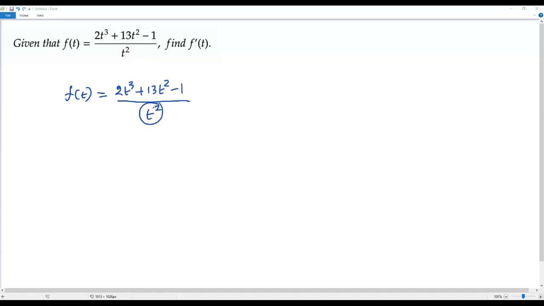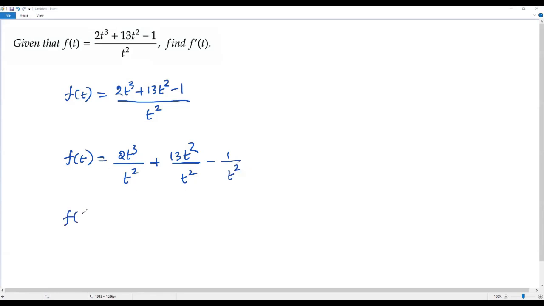Since t squared is a common denominator for all the three terms in the numerator, the denominator t squared can be written separately for each of these. Let me do it in the next step. That is f of t equals, now I'm going to write this denominator t squared separately for each term in the numerator. Then I'm getting 2t cubed divided by t squared plus 13 times t squared over t squared minus 1 over t squared.